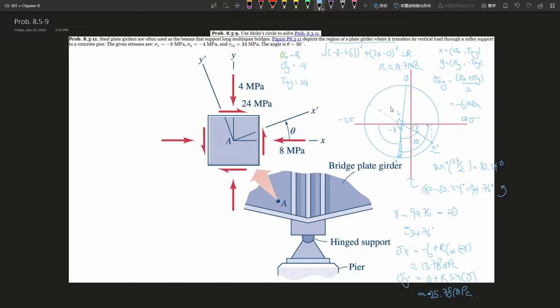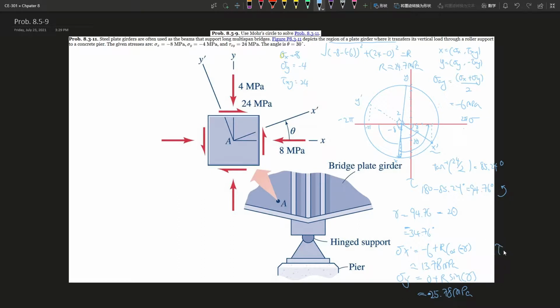Because the shear stress on the bottom is positive, on the top is negative. So this is y prime. But the x is also negative, which makes sense, because it's still in the negative direction. This is somewhere around negative 25. So this is the tensile stress in the y direction after rotation.